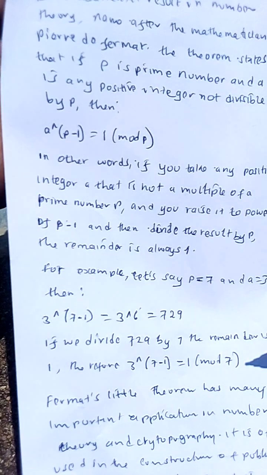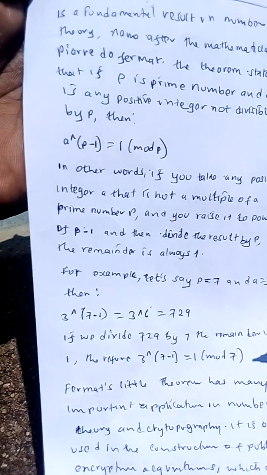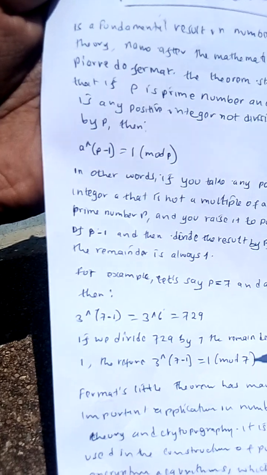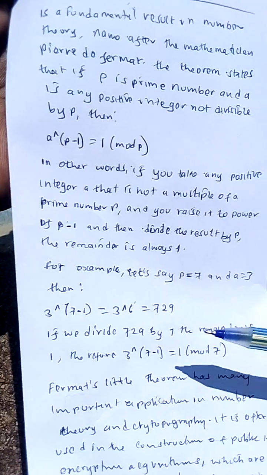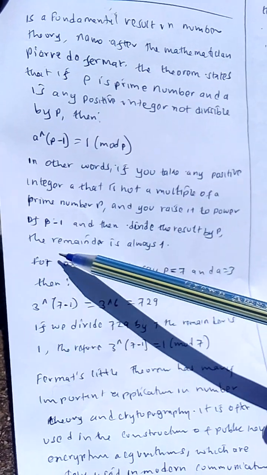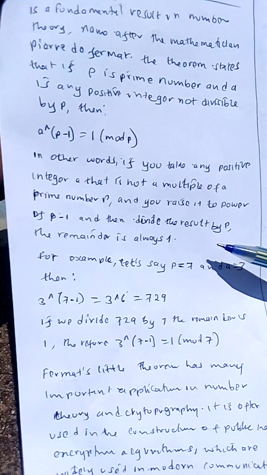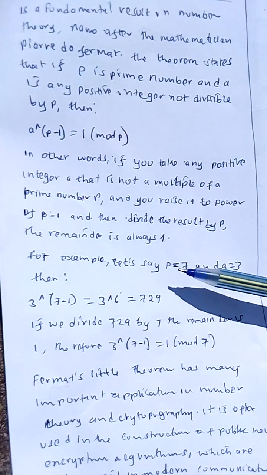In layman's language, or in other words, if you take any positive integer A that is not a multiple of a prime number P, and you raise it to the power of P minus 1 and then divide the result by P, the remainder is always 1.